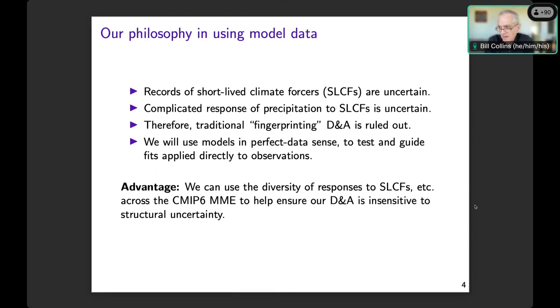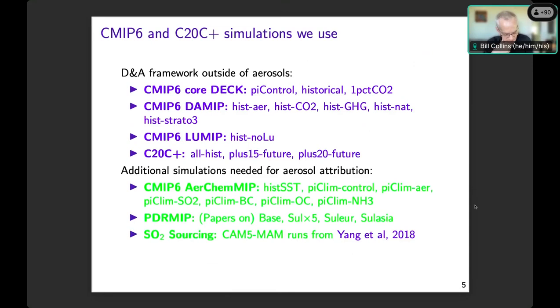Next slide, please. So there are a couple of slides here that are relatively dense. The takeaway message here is that we used a very large array of data out of CMIP6, including the core DECK, a set of experiments that everyone had to do, the Detection and Attribution Model Intercomparison Project to look at the effect, for example, of solar and volcano, the Land Use Model Intercomparison Project to look at whether or not land use played an important role.